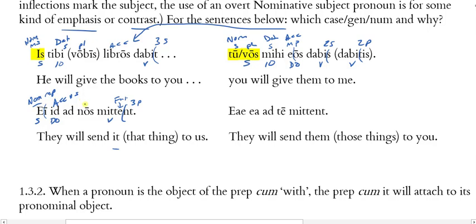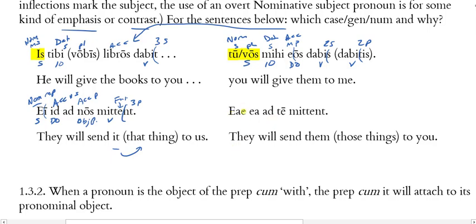They will send it. And then ad nos. Nos is a first person pronoun, and this is accusative. First and second person pronouns have no gender, but they do have number. This is accusative plural. Why is it accusative? Because it's the object of the preposition ad here. So we'll just put object of P, and it's got to be accusative because of the preposition here, and it's plural because the speaker is not one person but many, right? Us. So they will send it to us, and the it here refers to some neuter thing.